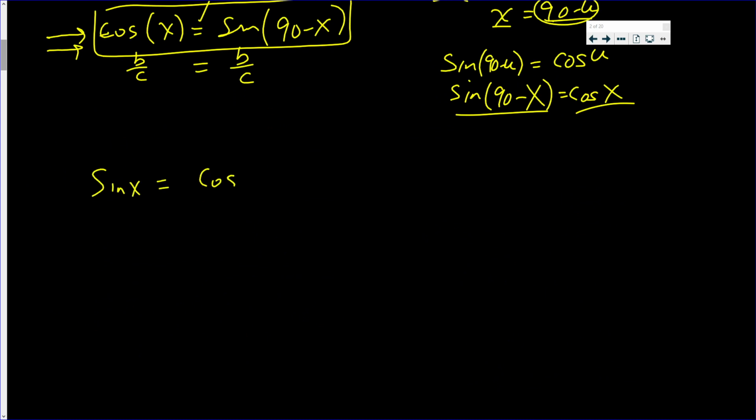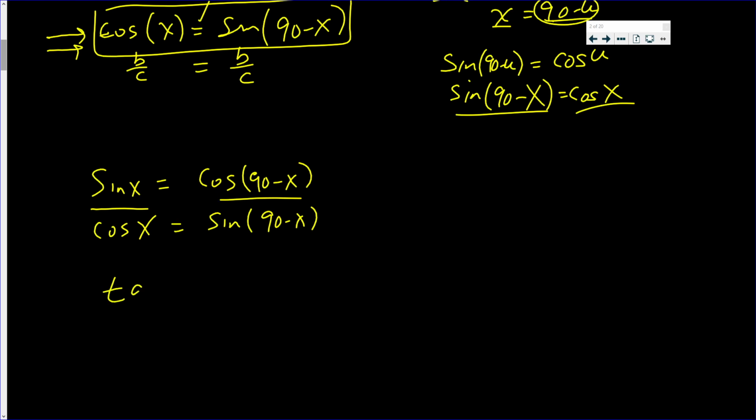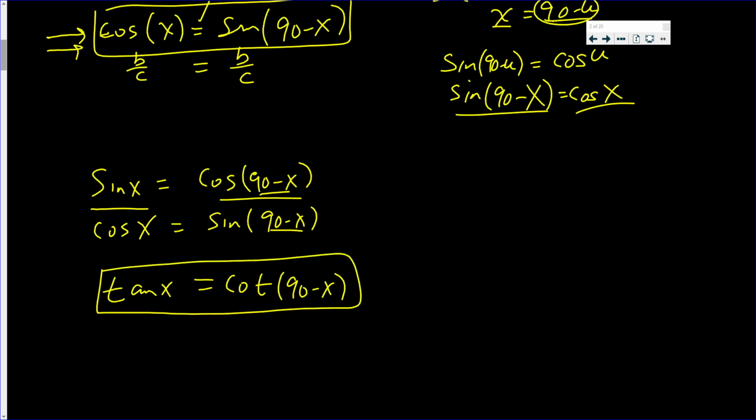Now, we know that the sine of x is equal to the cosine of 90 minus x. And we know that the cosine of x is equal to the sine of 90 minus x. Well, let's divide the two. The left side is tangent of x. The right side, the angles are both the same. Cosine of an angle divided by the sine of the same angle is the cotangent of 90 minus the angle. So we have this proof.